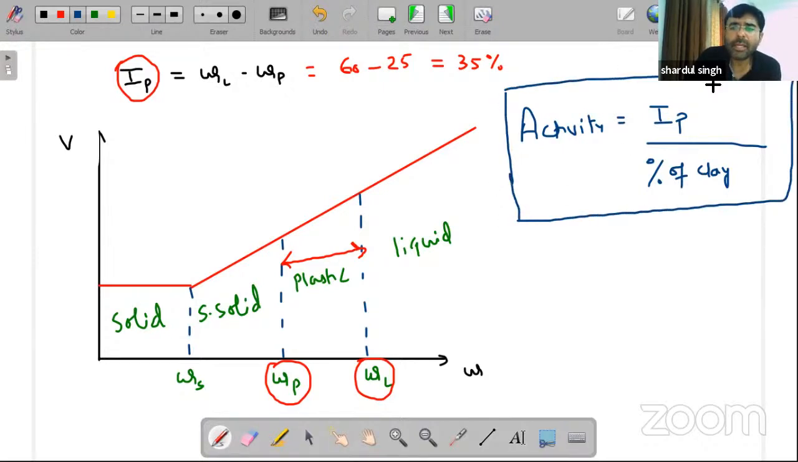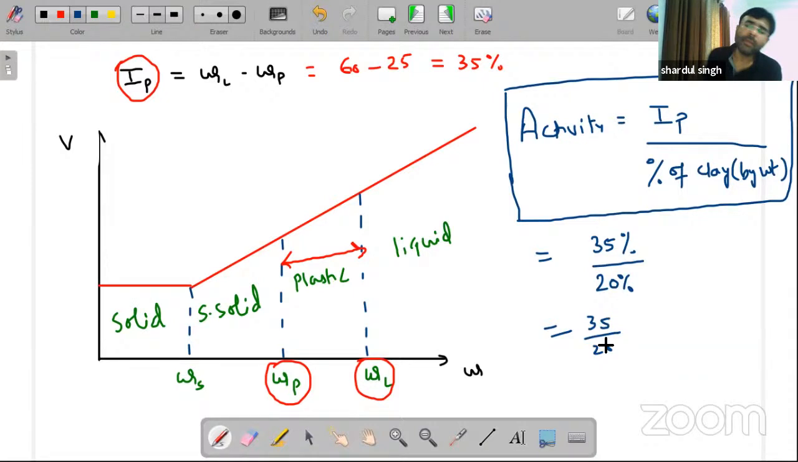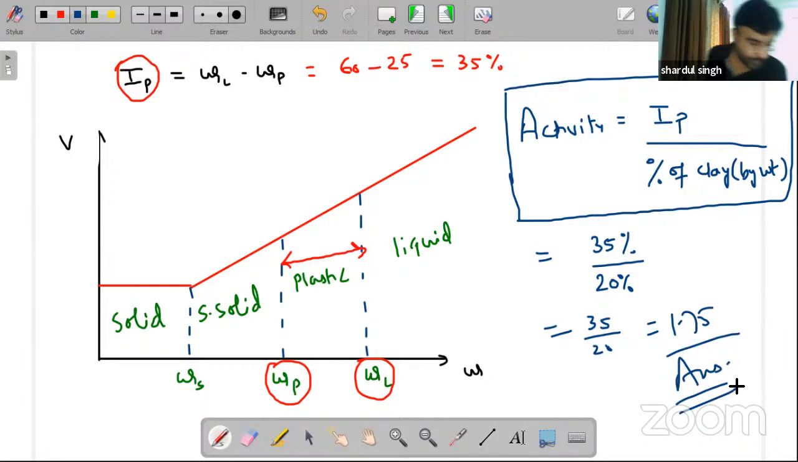Activity is the ratio of the plasticity index, IP, to the percentage of clay by weight. I have the plasticity index as 35% and the percentage of clay as 20%. So it will be 35 upon 20. You'll get the value of activity, 35 divided by 20, which is 1.75. This will be your answer for this question.